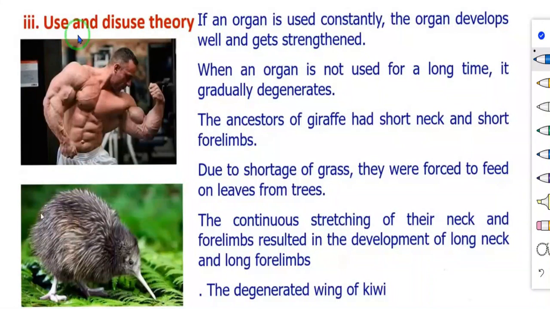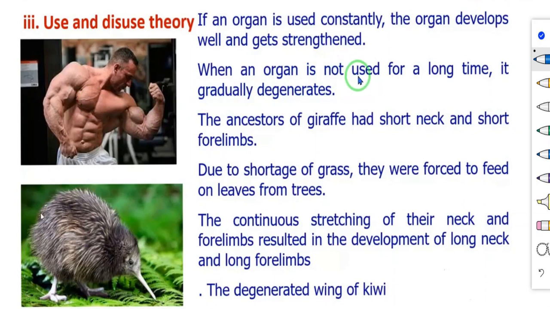Use and disuse theory. If an organ is used constantly, the organ develops well and gets strengthened. Example, see this picture. He is a wrestler. Continuously he was exercising. Because of the exercise, he got the six-pack body. Because of the exercise only, his muscles strengthened and got good development.